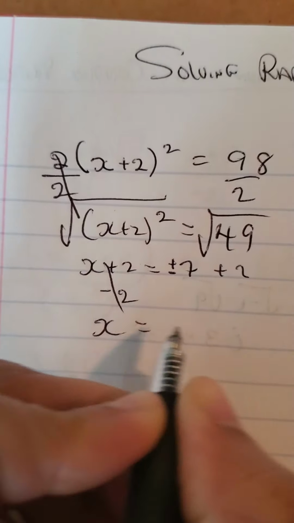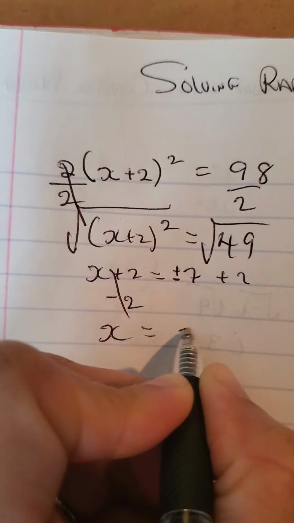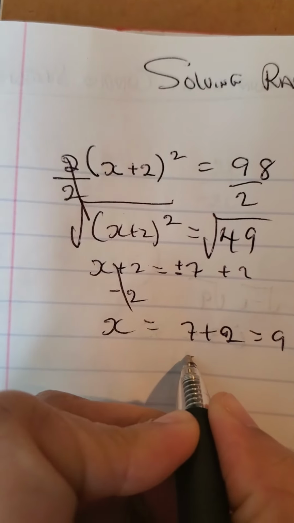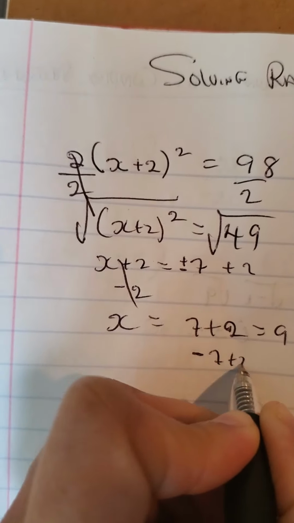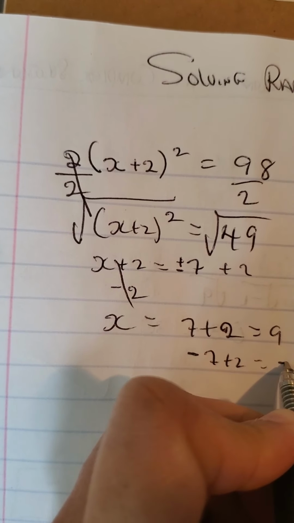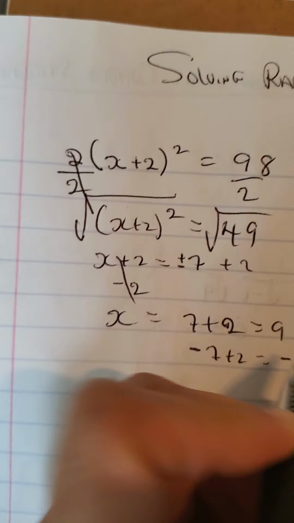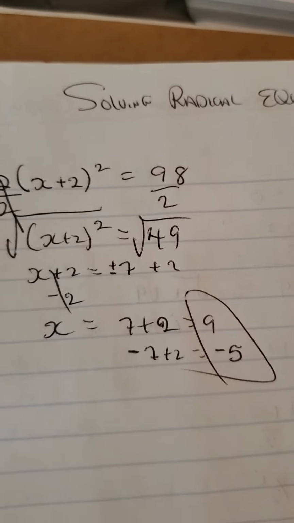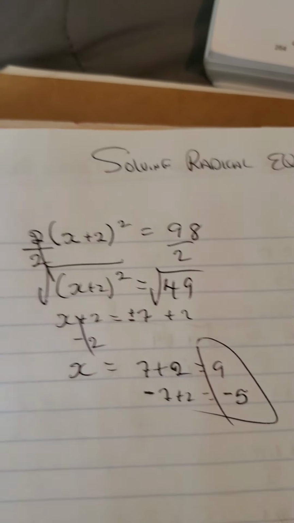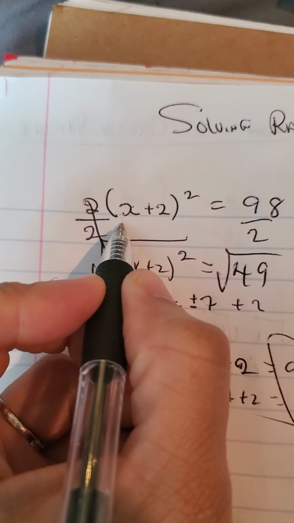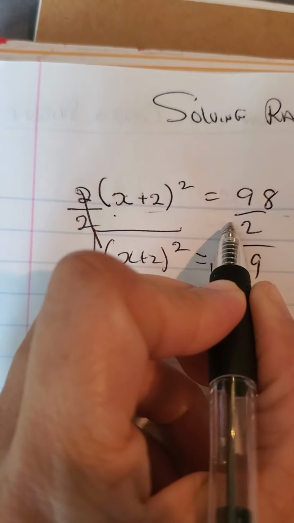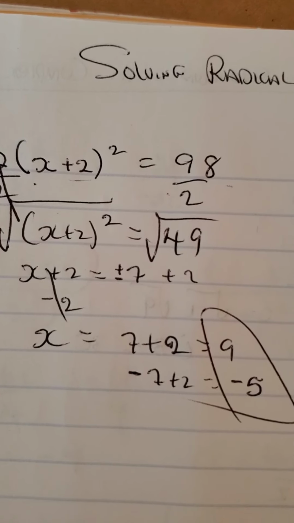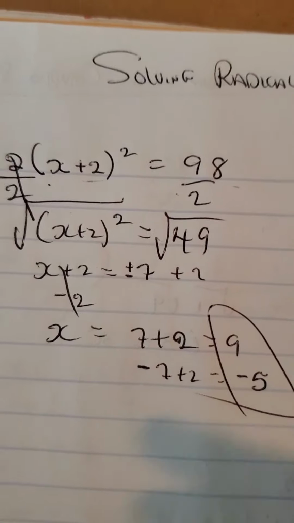So we had x equals 7 plus 2, which is 9, or negative 7 plus 2, which is negative 5. So what we're going to do here now is do the opposite. While we had to take the square root of both sides, you're going to see us do an equation where you have to square both sides. So we're doing the opposite.